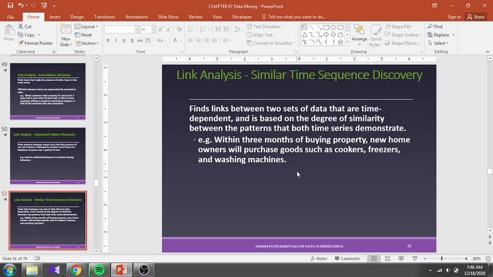This one comes later on once they have bought the property, because maybe they have spent all their money buying the house, so they have to wait for another salary or another budget, then the next month they will buy other goods for their new home.